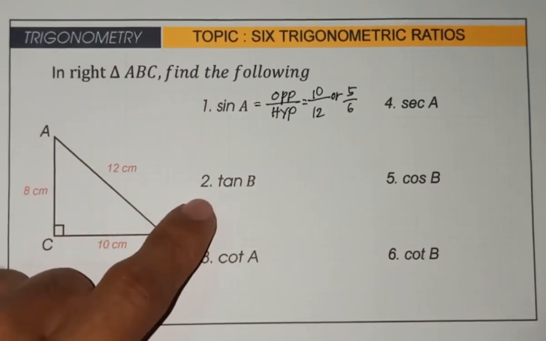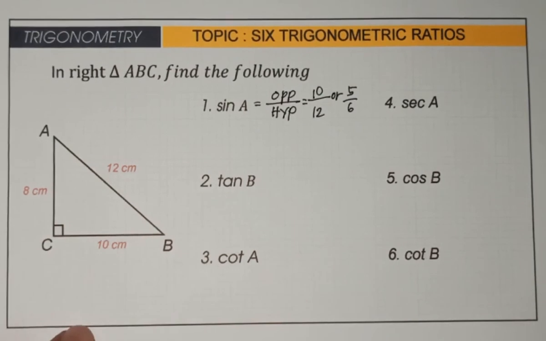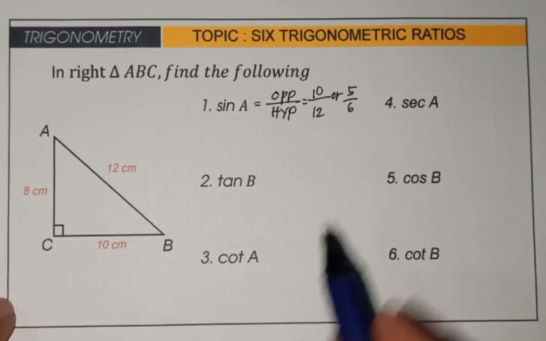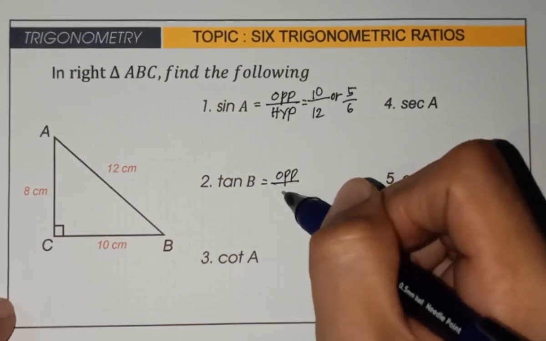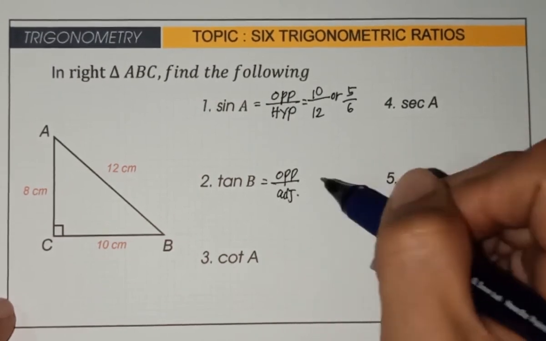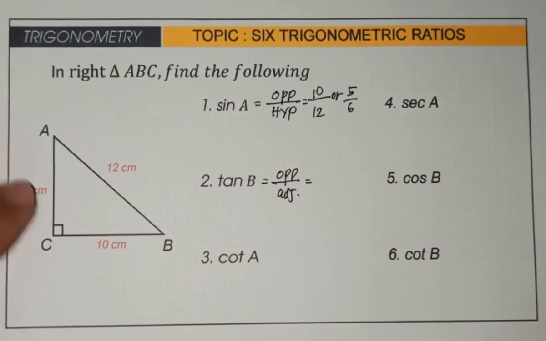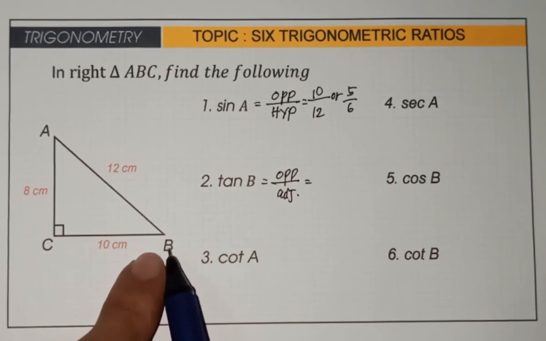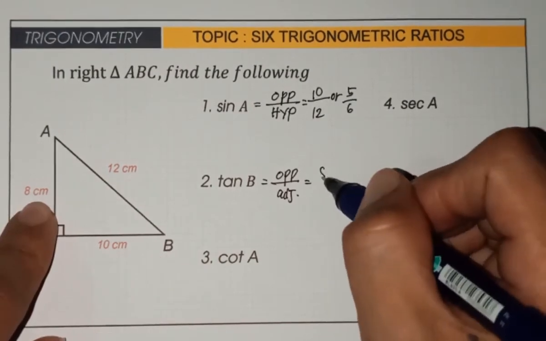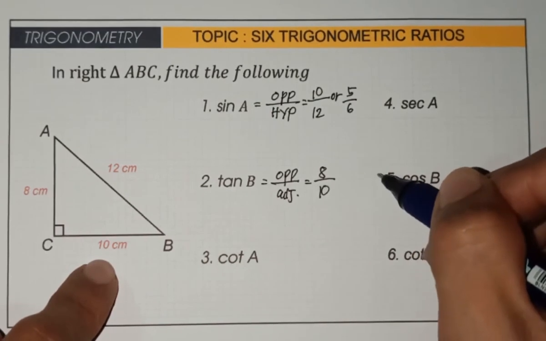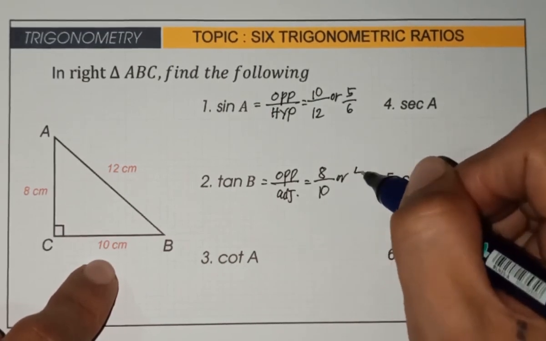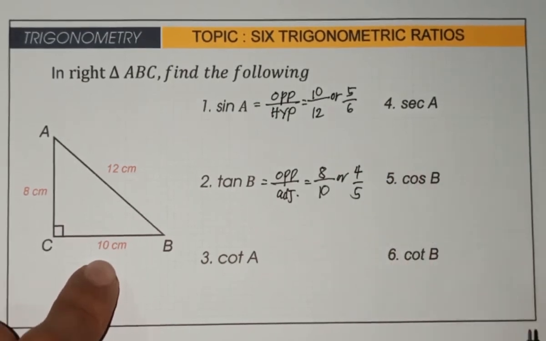Number 2, tan B means tangent B. Tan is TOA, opposite over adjacent. And the opposite to B, this is now the reference angle. Opposite is 8, and the adjacent is 10, and they are divisible by 2, or it is 4/5.